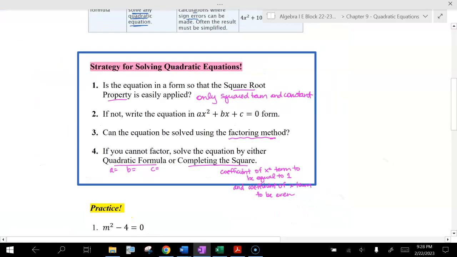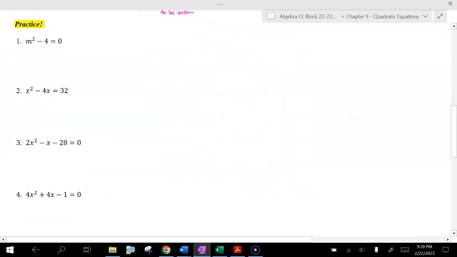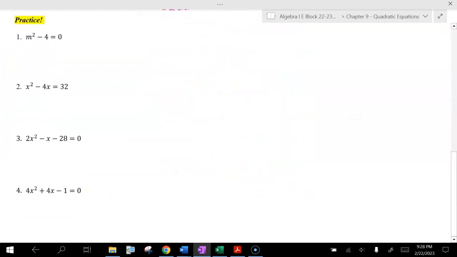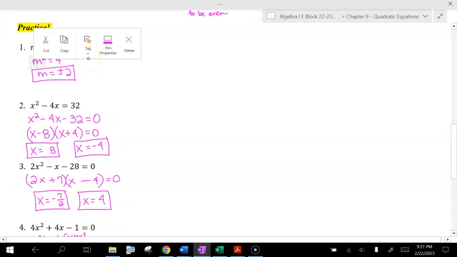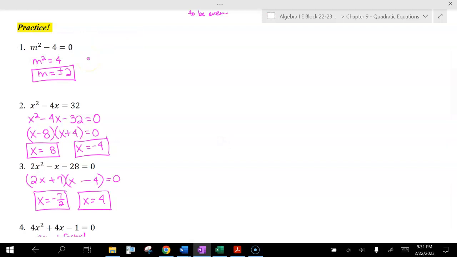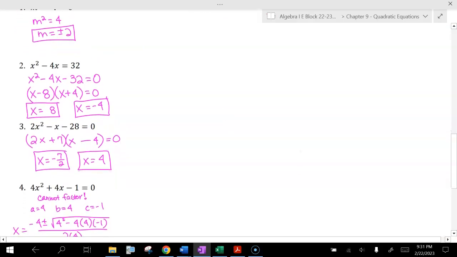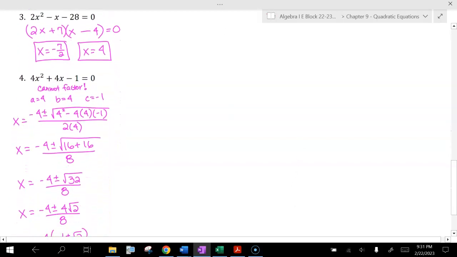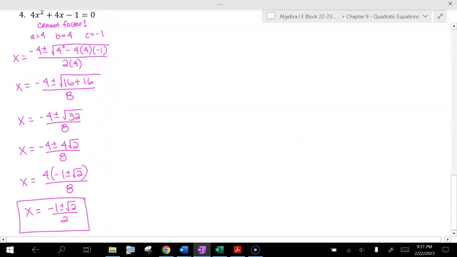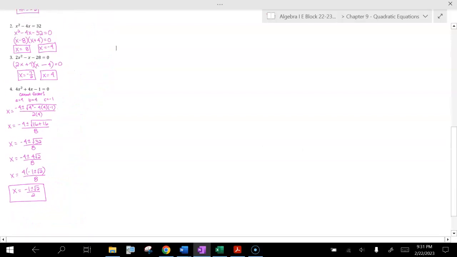So what I would like for you all to do now, there are a few practice problems here. I want you to work on these problems and determine which is the easiest way for you to solve each one. If you'll pause your video right now, you can come back and check the answers. Okay, so here are all the answers for these 4 problems. These are located in the content library, so you can check your work and take it step by step to see how I solved these.